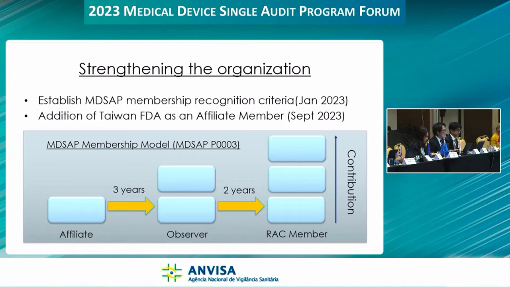In connection with strengthening our organization, we released the MDSAP membership recognition criteria this January. As you know, we have three membership categories, which are affiliate, observer, and the RAC member. In order for a member to escalate to the next level, the member is to demonstrate satisfaction of the criteria. We believe that through the membership escalation rule, we can make our program open and transparent. These are the activities that we have put our efforts on in 2023 to enhance credibility and stability of the program.